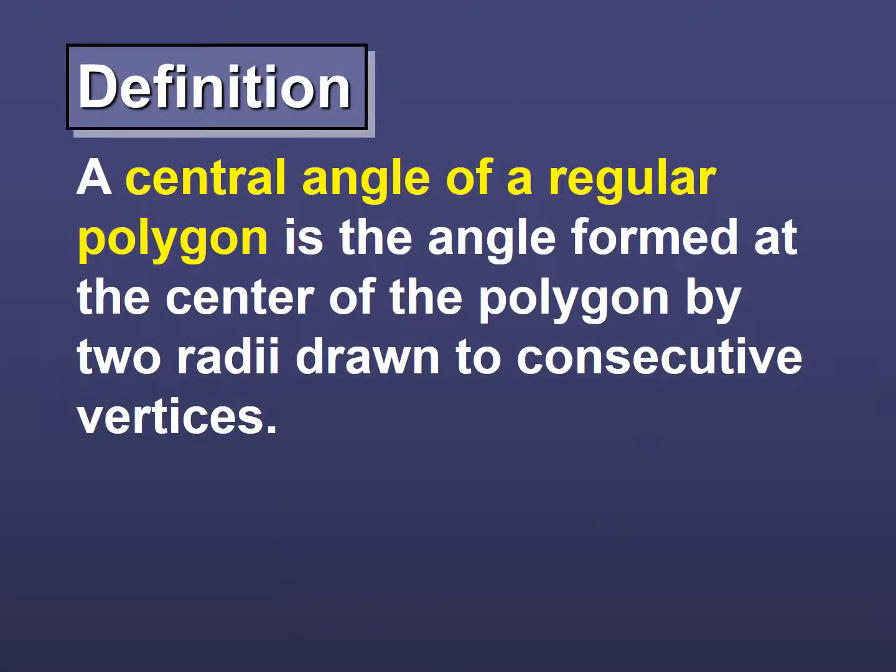All right, another definition is the central angle of a regular polygon. The central angle is the angle formed at the center of the polygon by two radii drawn to consecutive vertices. If you draw two radii, one to one vertex and one to the vertex right next to it, the angle you create at the center is the central angle.